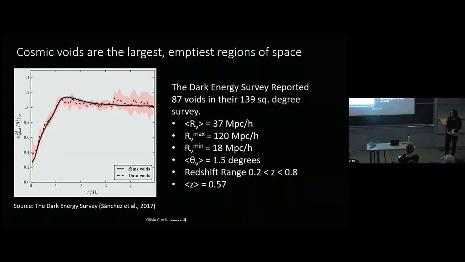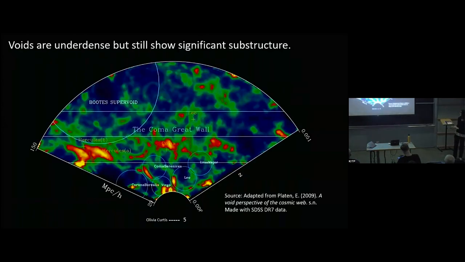What DES reported was that in their 140 square degree survey, they found 87 voids with an average radius of about 37 h-inverse megaparsecs, a maximum void size reaching 120 h-inverse megaparsecs, and an average angle on the sky of about 1.5 degrees, out to an average redshift of z equals 0.57. So these voids are underdense, yes, but they're not completely devoid of matter. Voids themselves still show some significant substructure.